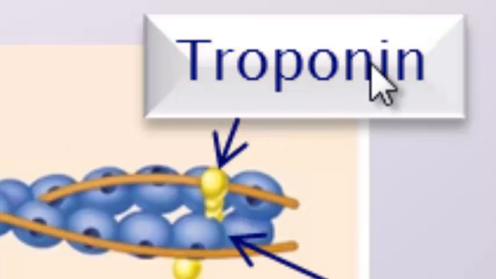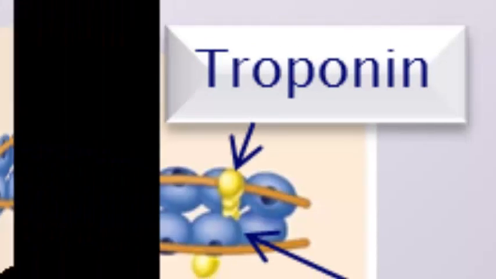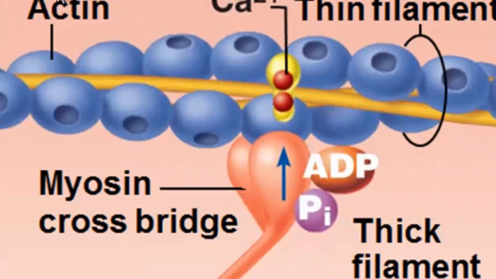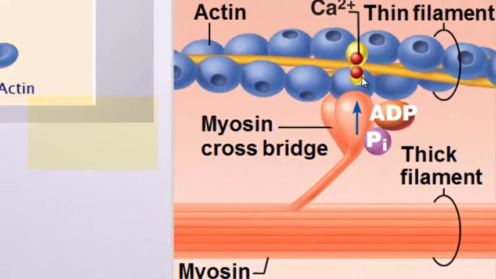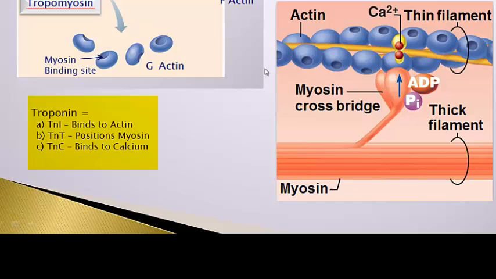Look a little bit closer and you can see that the troponin actually has three structures to it. They are known as TnI, TnT, and TnC. TnI will hold the troponin molecule onto the actin. TnT will hold the troponin molecule onto the tropomyosin. And then found between them is the TnC component of the complex, and that's where calcium will bind.